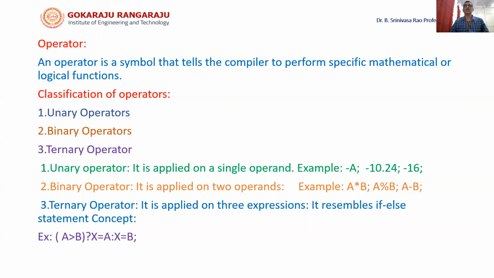Now in this compound expression, first the expression A is greater than B is evaluated, and it may give two results, either true or false. If it is true, then immediately the expression following the question mark, that is x is equal to A, is evaluated. Otherwise, x is equal to B is evaluated. Thus, here three operands are involved. So, this is known as ternary operator.